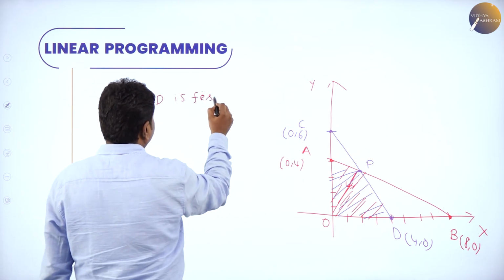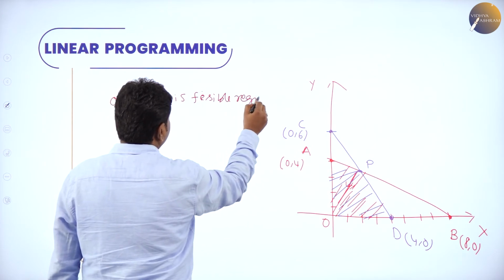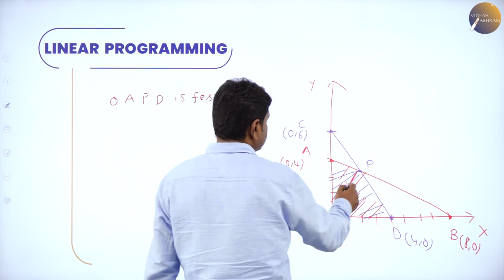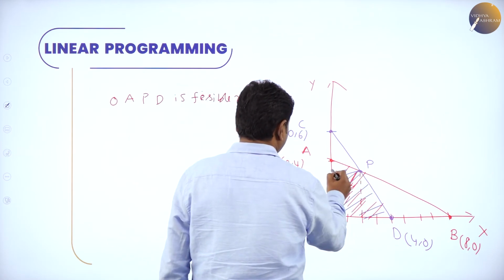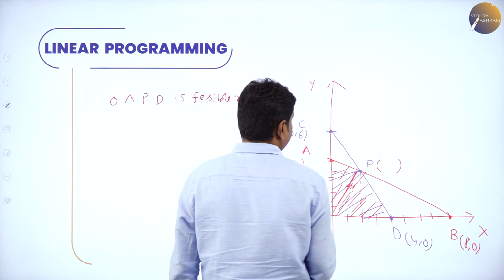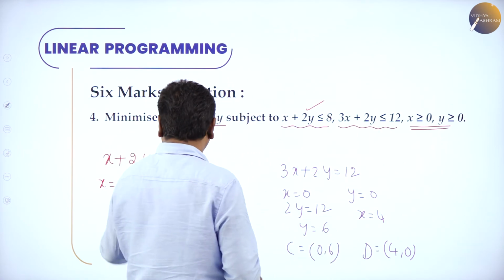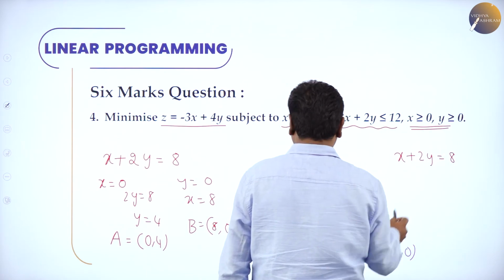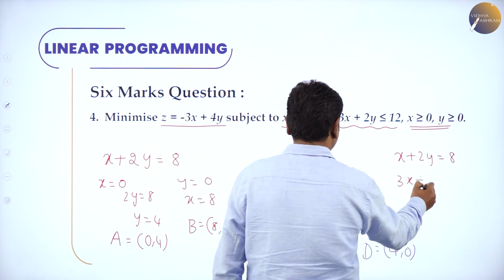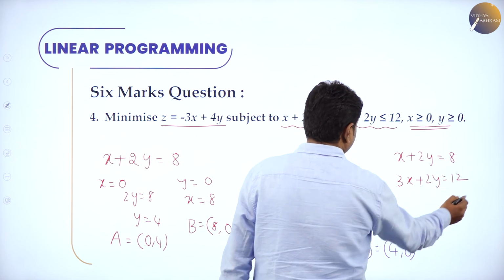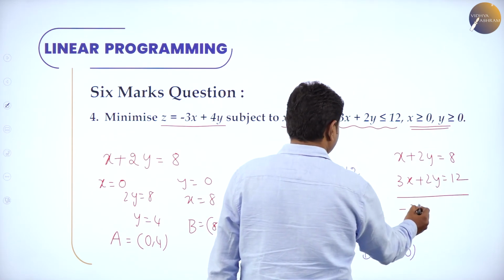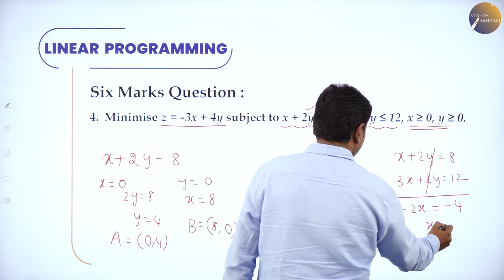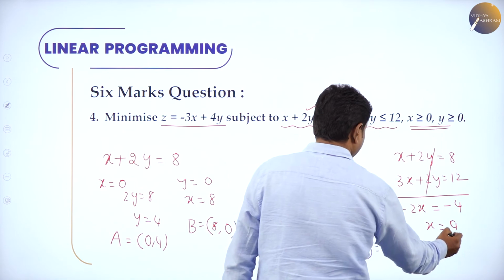Feasible region. And vertices of feasible region we call them as corner points. O you have and P you should find. See, if you draw a graph, draw perpendicular to get P, x, y. Or you solve the equations. So first equation is what? x plus 2y is equal to 8. Second equation is 3x plus 2y is equal to 12. Subtract them. If I subtract, it will become minus 2x and y cancels. I'll get minus 4. So x is 2.